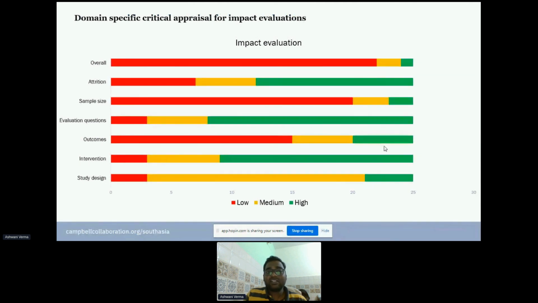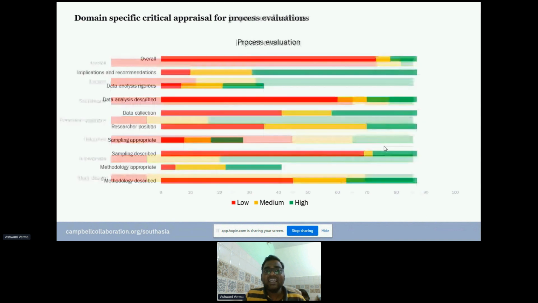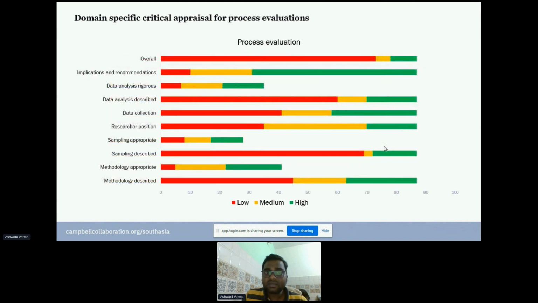This is about the domain-specific critical appraisal. The majority of the overall ranking concerns outcomes and sample size, and overall the studies are low confidence. The same can be seen in the process evaluation section as well, where the sampling is not properly described or the data analysis is not described in the included studies.